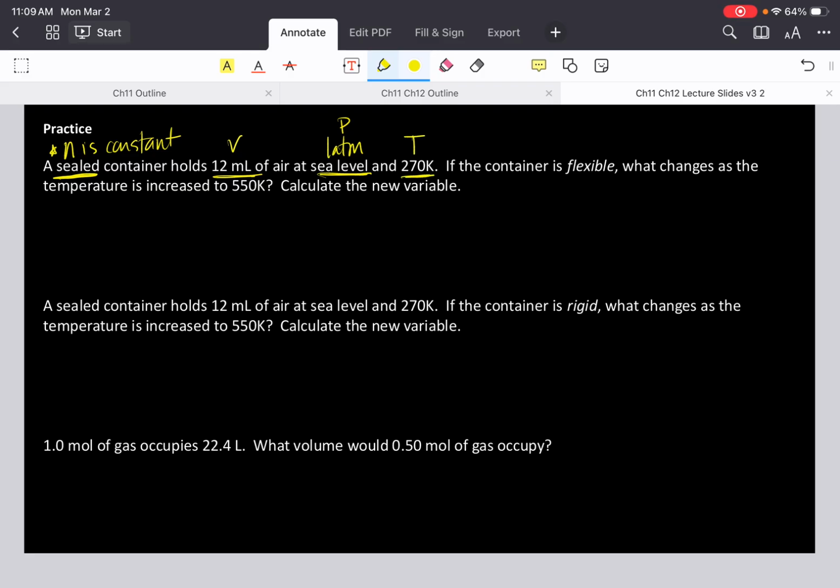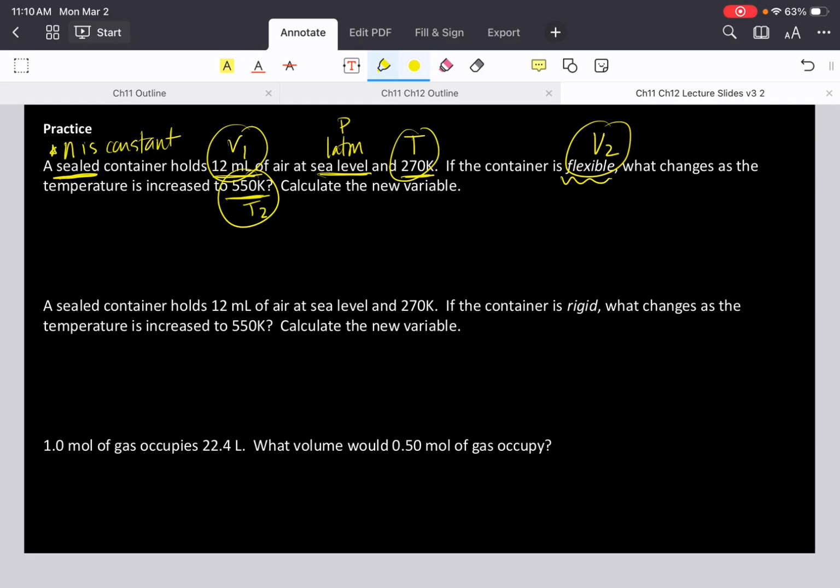It says if the container is flexible. Why is that important? It means volume can change. So V2, what changes as the temperature is increased to 550? And this is our T2. Now, does it say anything about the elevation changing or the pressure changing? Nope. So this is just a volume and temperature relationship because P and N stay constant, yes?